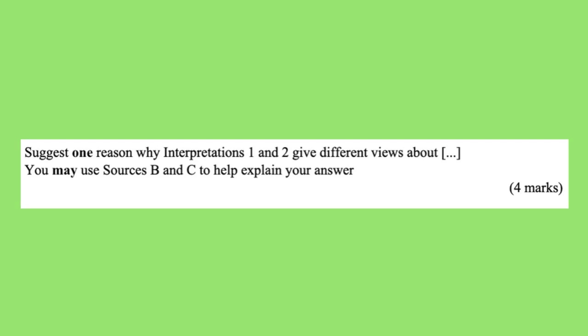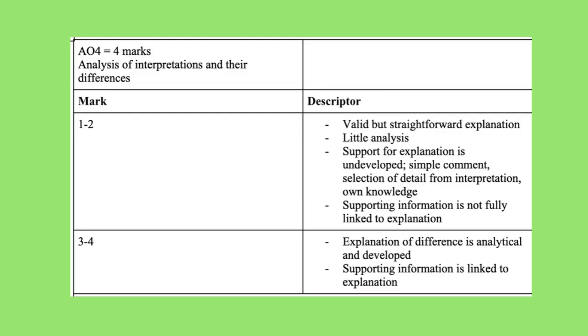Suggest one reason why interpretations 1 and 2 give different views about a particular topic. You may use sources B and C to help explain your answer. 4 marks. All 4 marks here are awarded for AO4, which is your analysis of interpretations and their differences. Now you might remember that that is the same as it was for question 4.